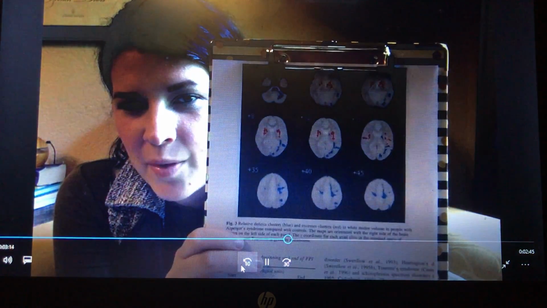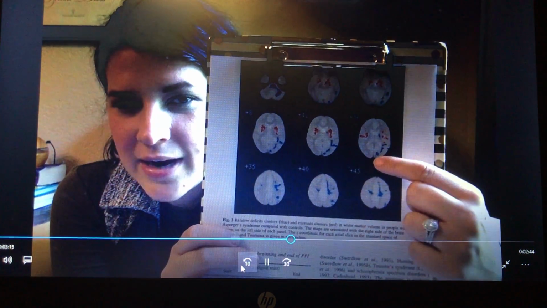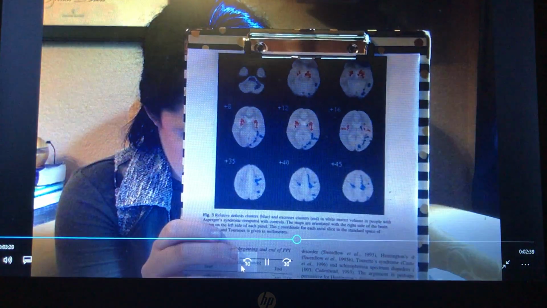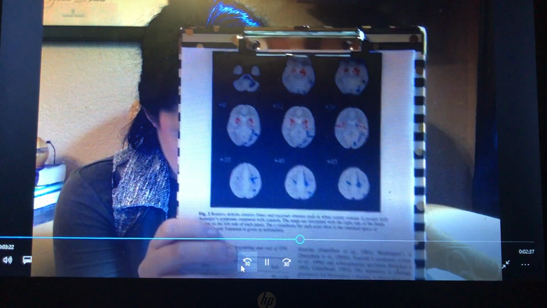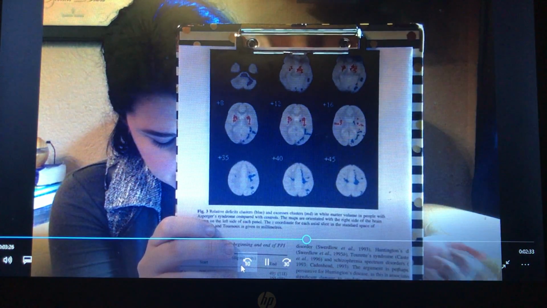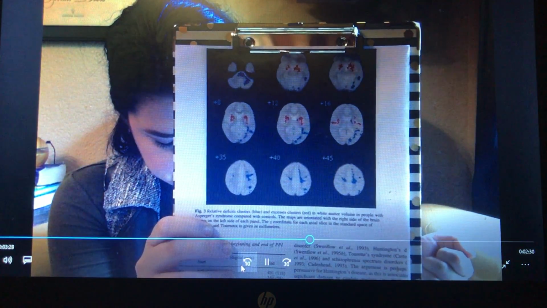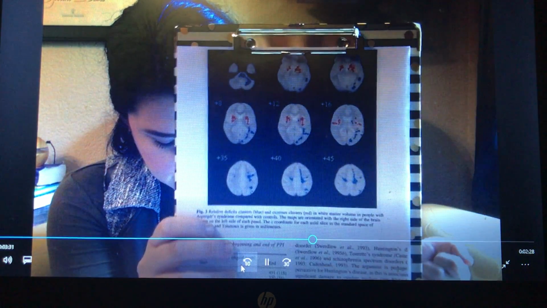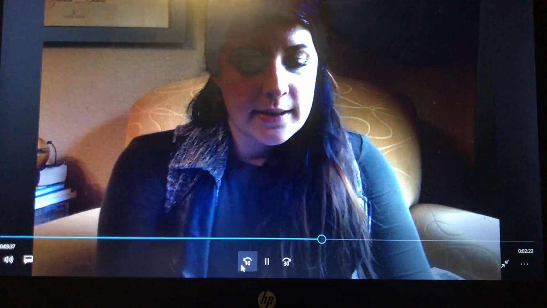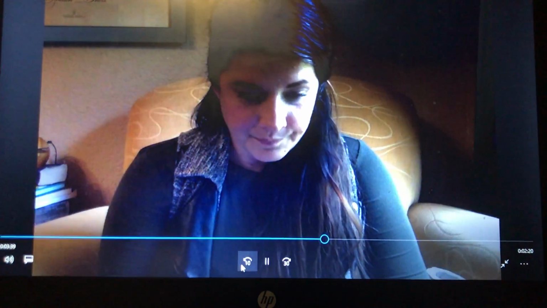So in this picture, again, the blue is the deficit and the red is the excess. You can see the white matter deficit is concentrated on the left hemisphere, and that's going to be primarily in the frontotemporal lobe and then the occipital lobe, and also a little bit in the cerebellum as well. So we're talking about the same type of regions being affected.